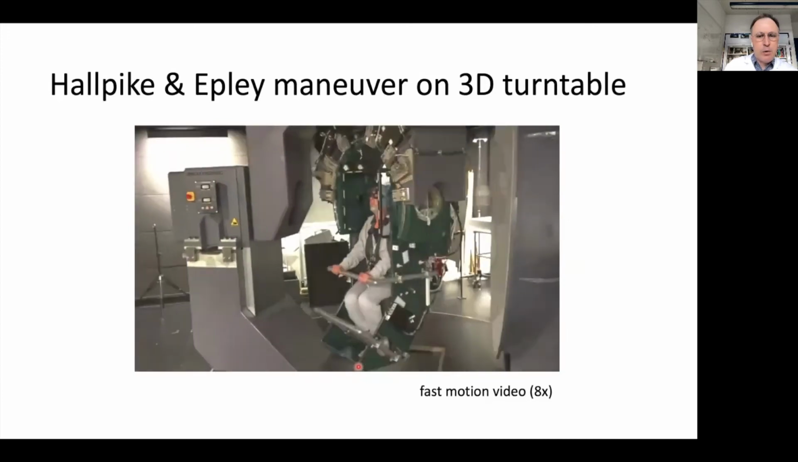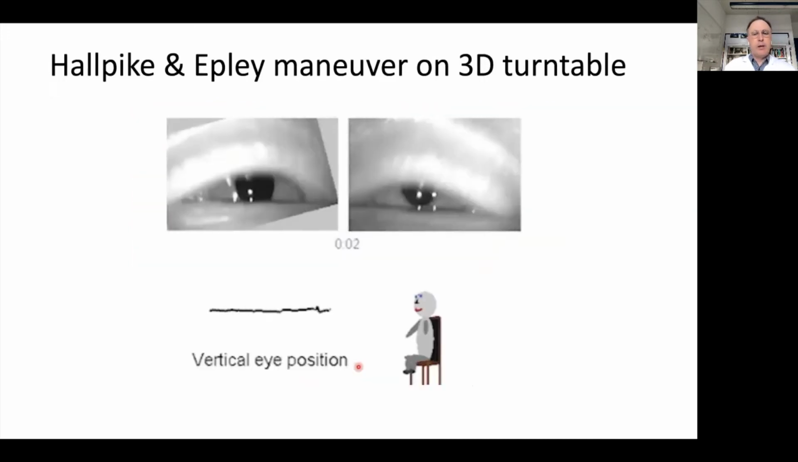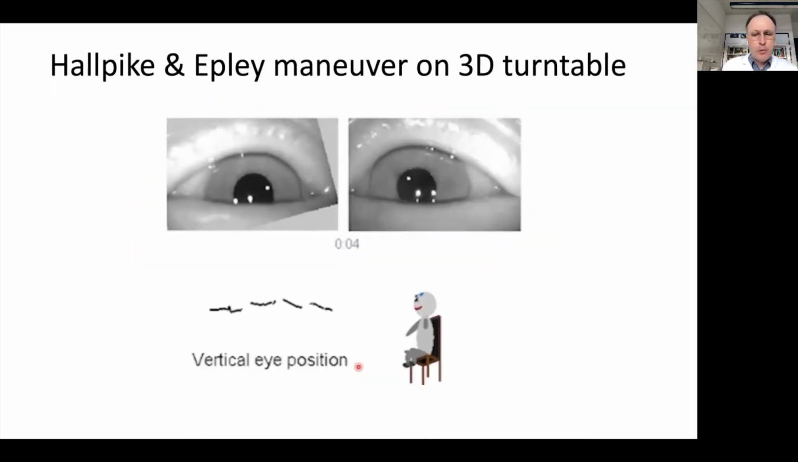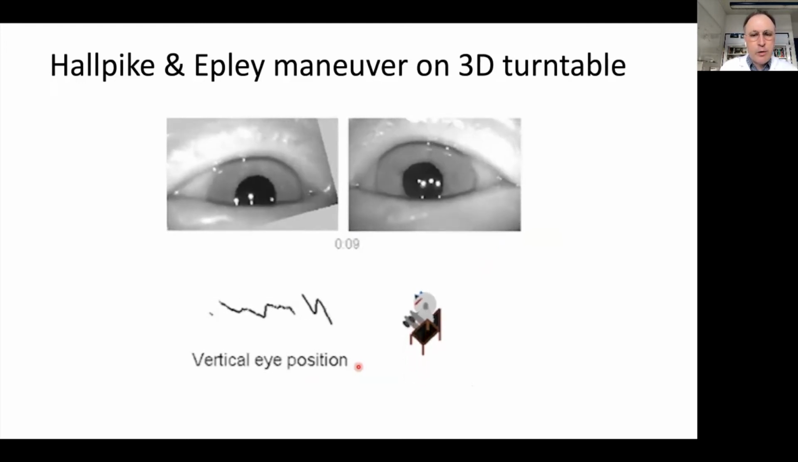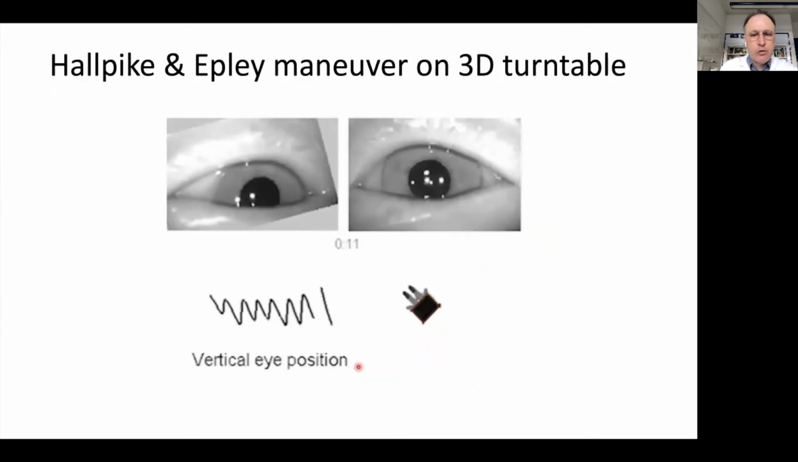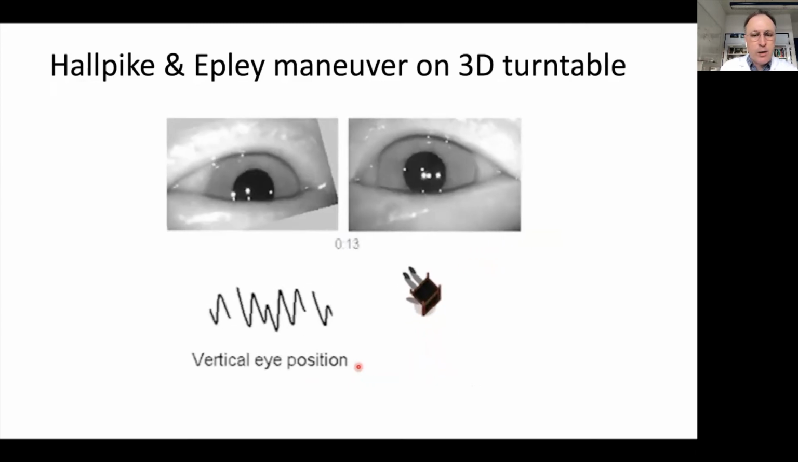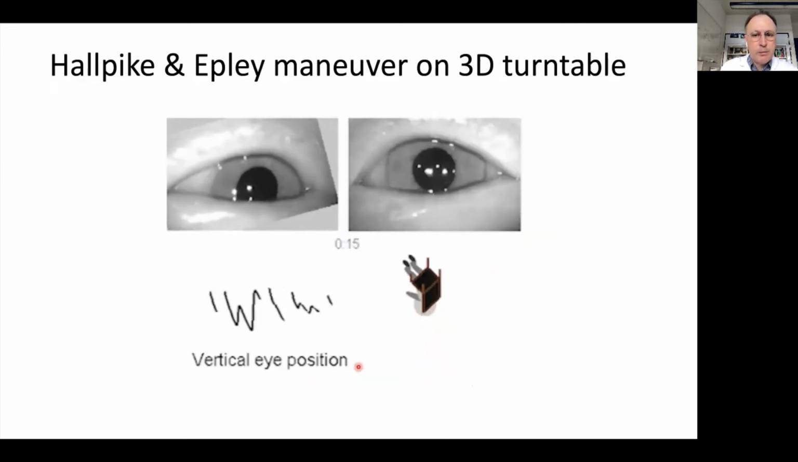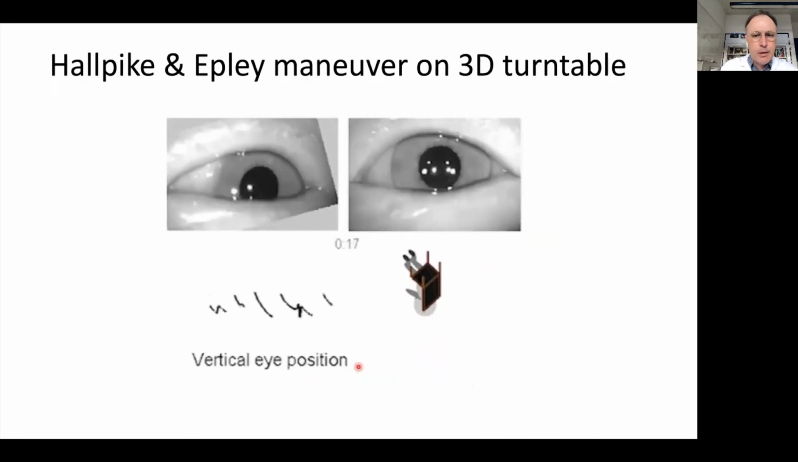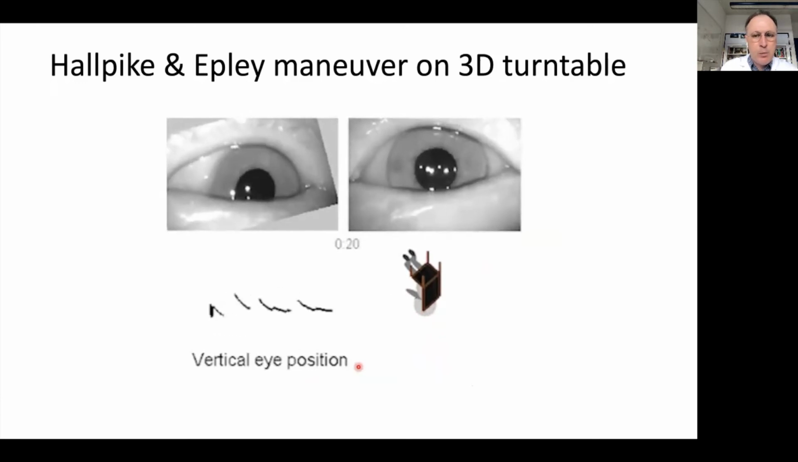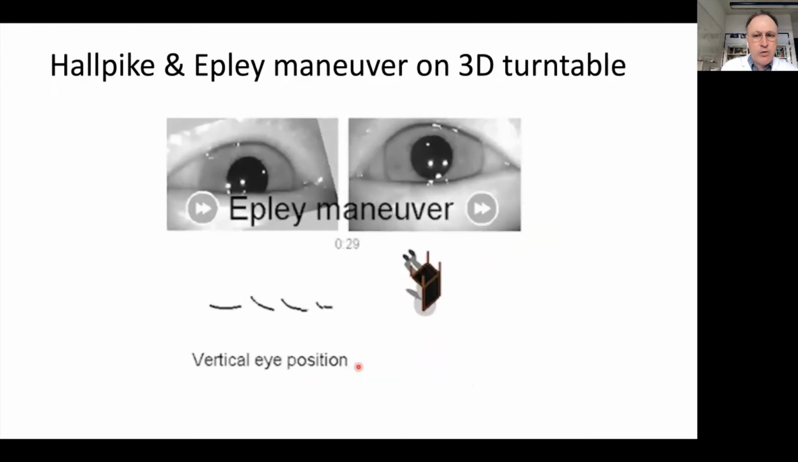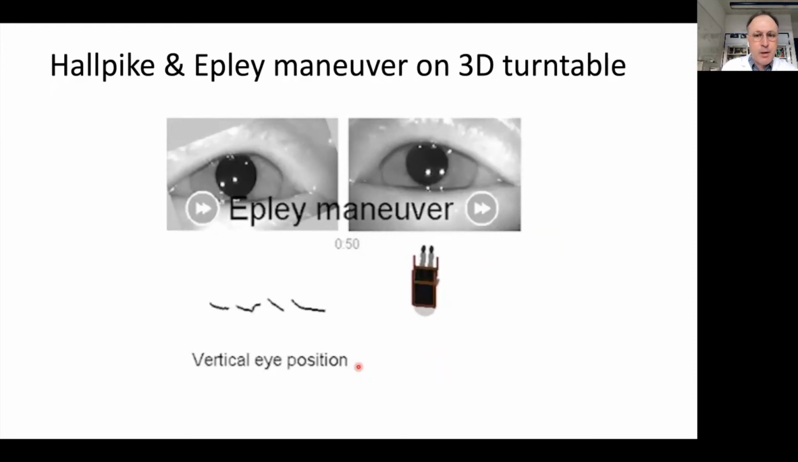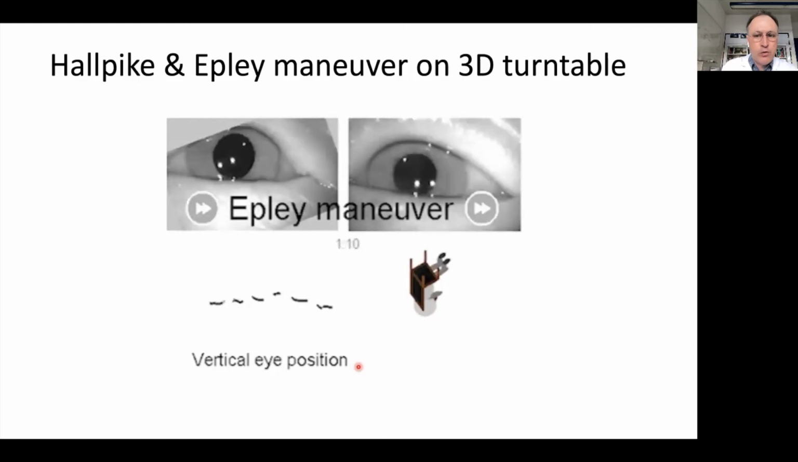And now we show you the cartoon of the position of the chair together with the binocular registration of the eyes. And here you can see this typical upbeat nystagmus in the torsional vertical direction. And since the patient is in a head-hanging position, this is a geotropic nystagmus.